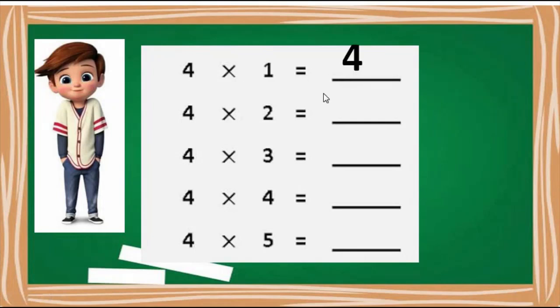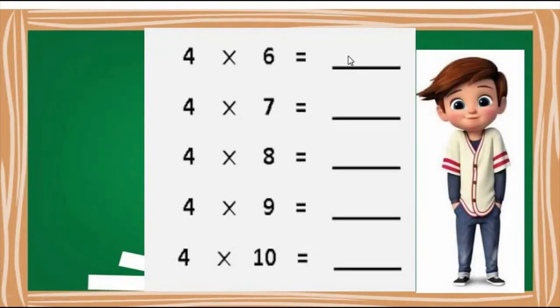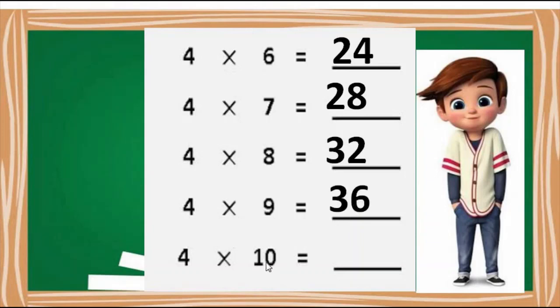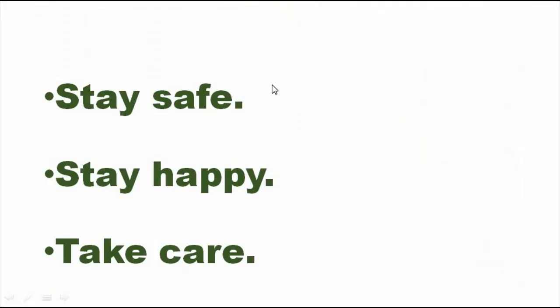4 ones are 4, 4 twos are 8, 4 threes are 12, 4 fours are 16, 4 fives are 20, 4 sixes are 24, 4 sevens are 28, 4 eights are 32, 4 nines are 36, 4 tens are 40. So, make practice of each and every subject at your home.